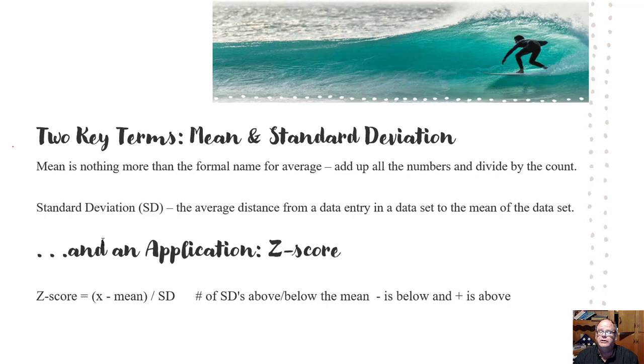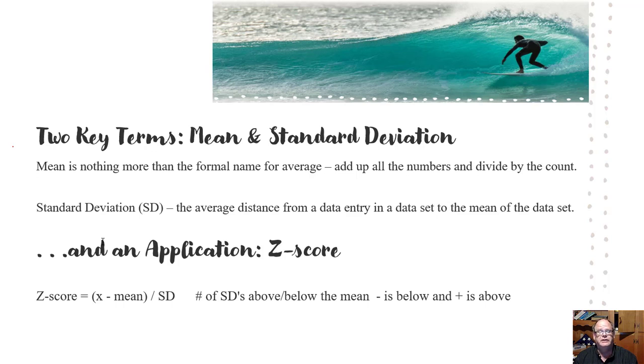All right, 2 key terms, the mean and the standard deviation. The mean is nothing more than the formal name for average, right? Add up all the numbers, divide by however many there are, that's an average, it's also the mean. Now, standard deviation, which is usually abbreviated SD, is the average distance from a data entry in a data set to the mean of the data set.